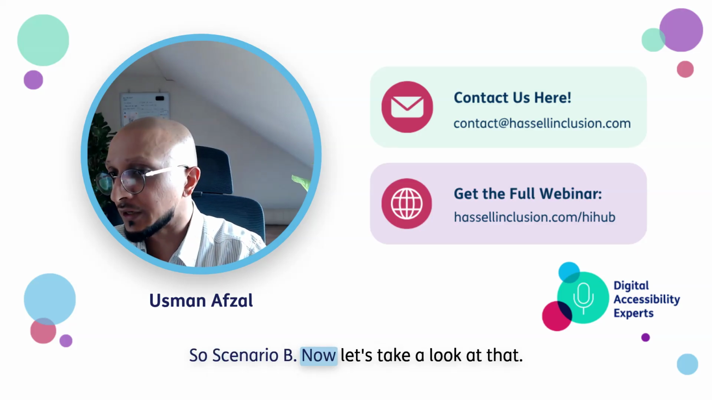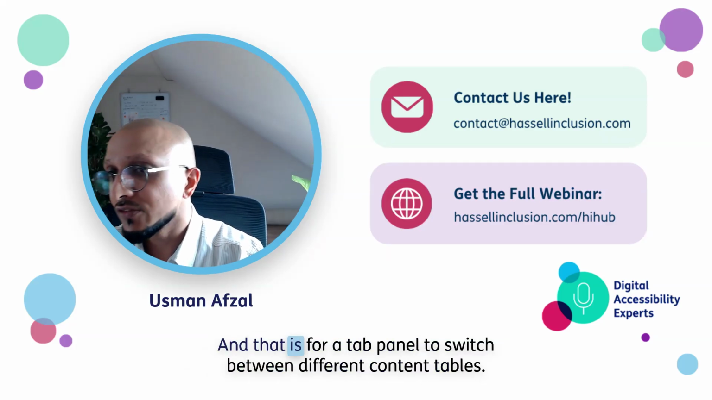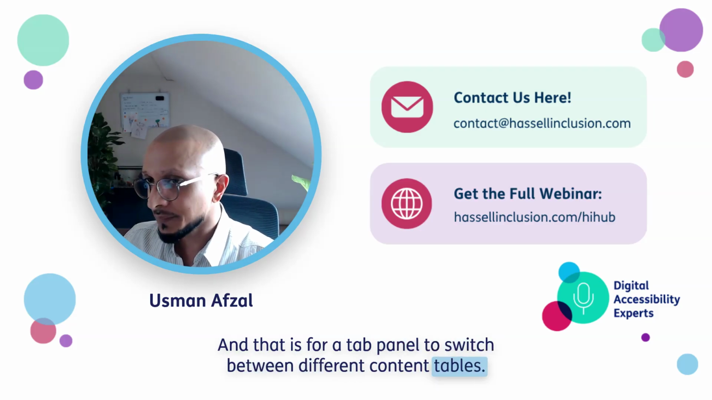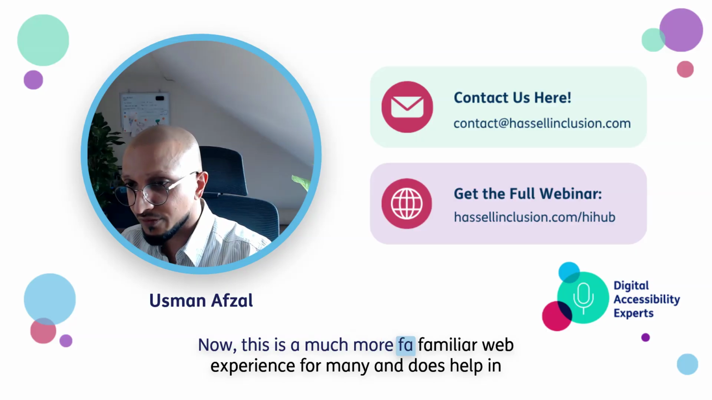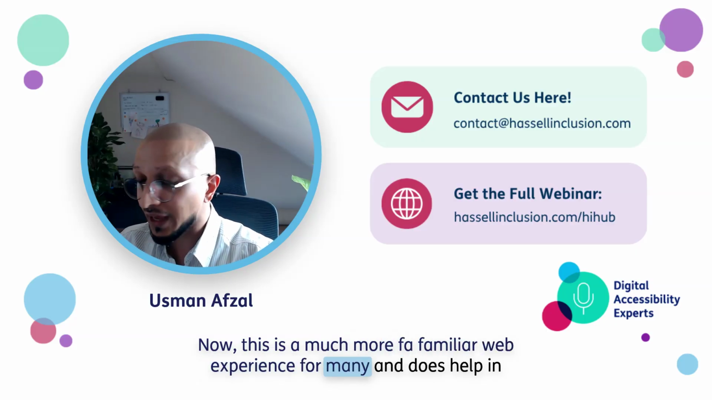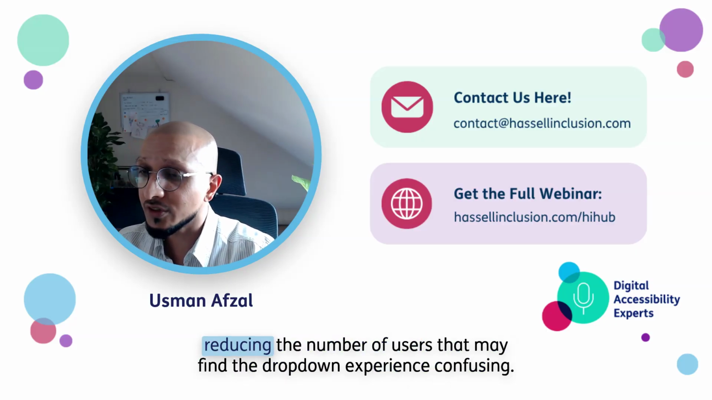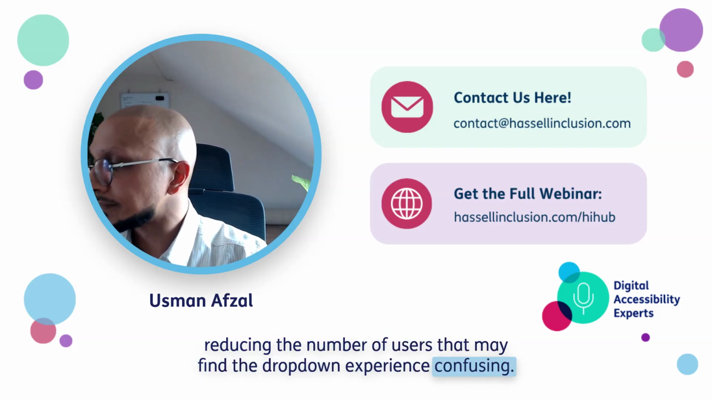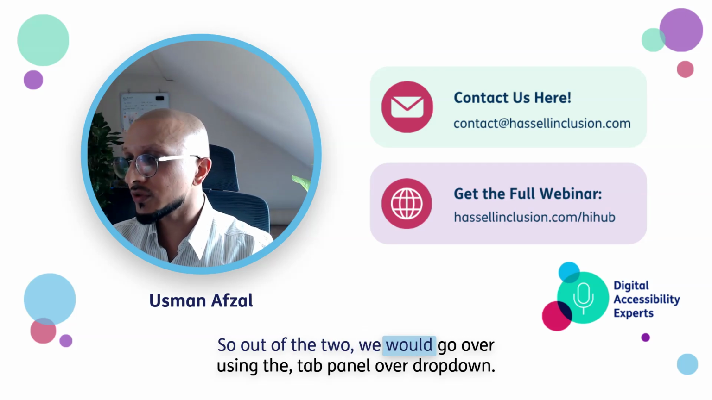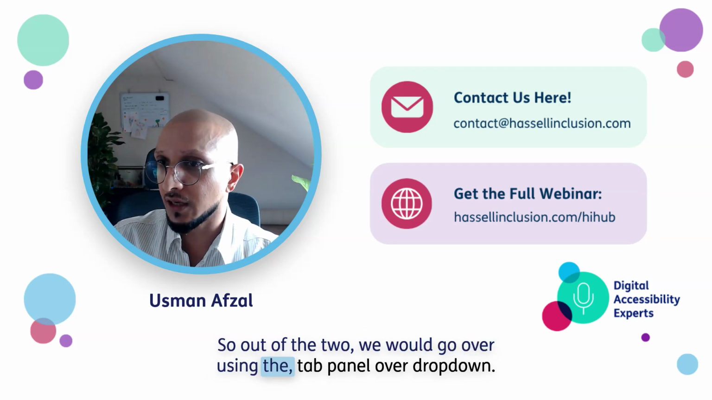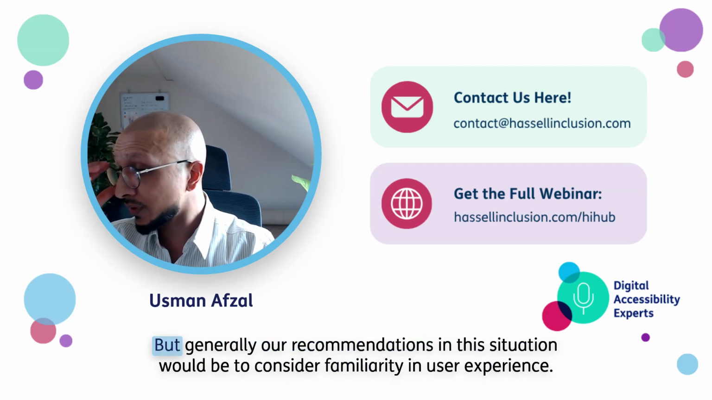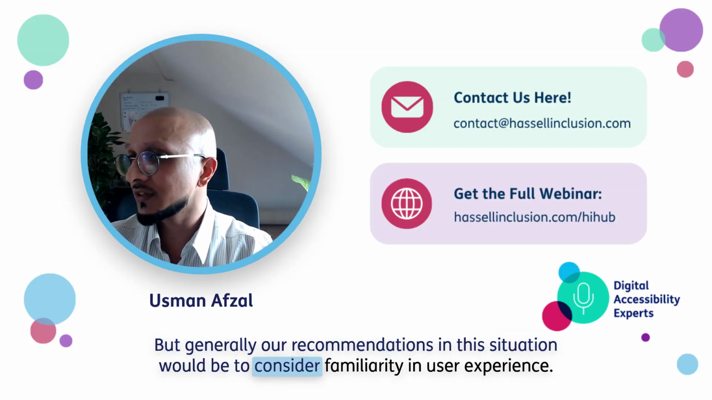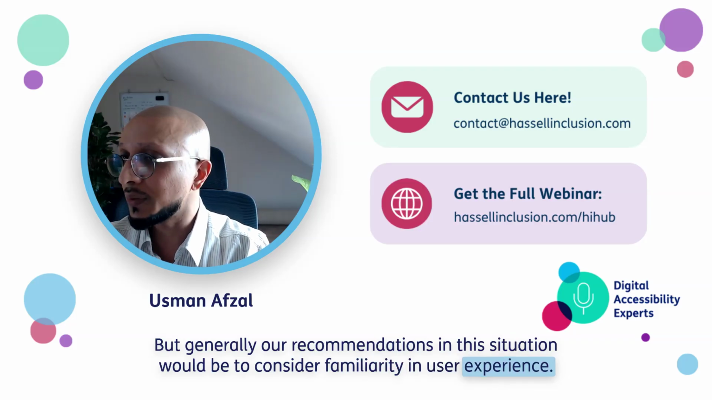So scenario B now, let's take a look at that. And that is for a tab panel to switch between different content tables. Now, this is a much more familiar web experience for many and does help in reducing the number of users that may find the drop-down experience confusing. So out of the two, we would go for using the tab panel over a drop-down, but generally our recommendation in this situation would be to consider familiarity in user experience.